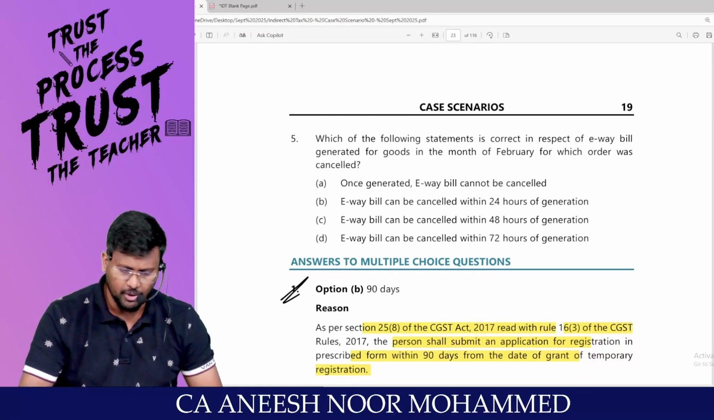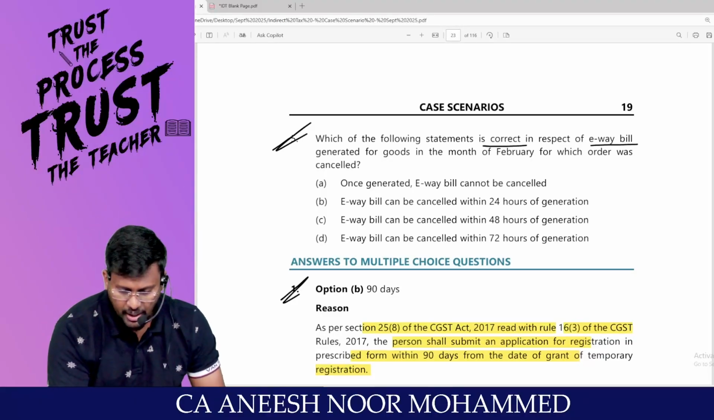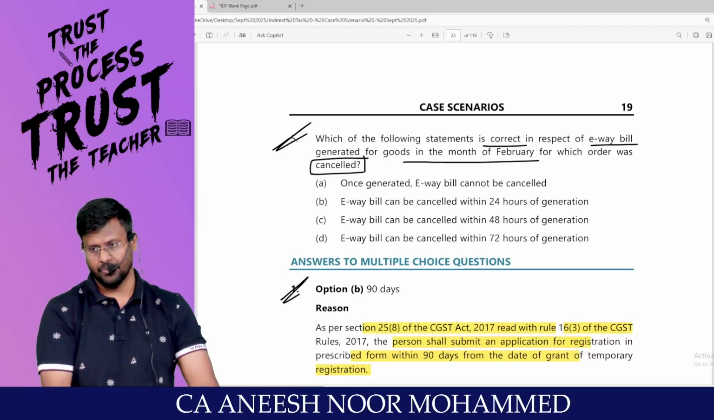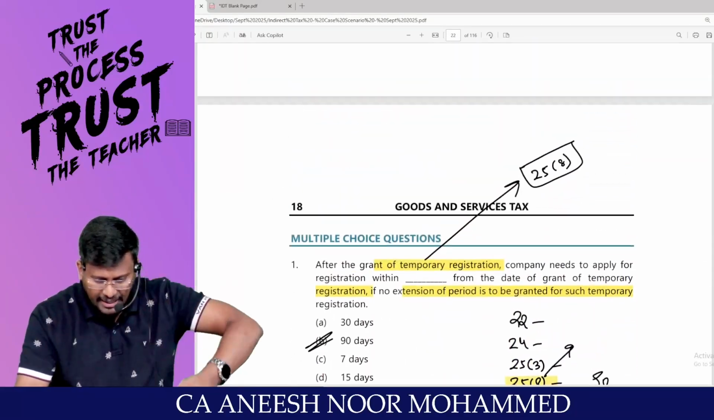The fifth requirement of the question. Which of the following statements is correct in respect of the e-way bill generated for goods in the month of February, for which the order was what, man? Cancelled. That means with regard to the e-way bill, they are asking a question. No, I highlighted the requirement of the question.